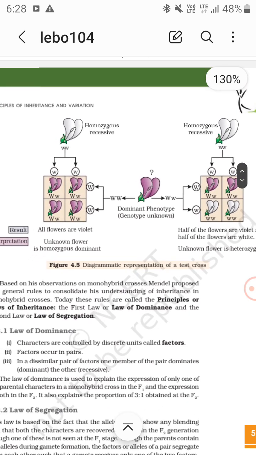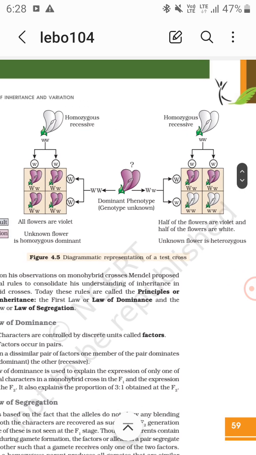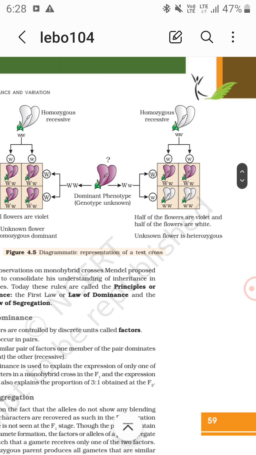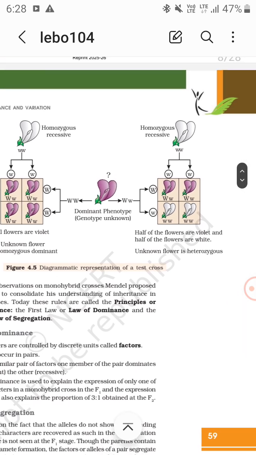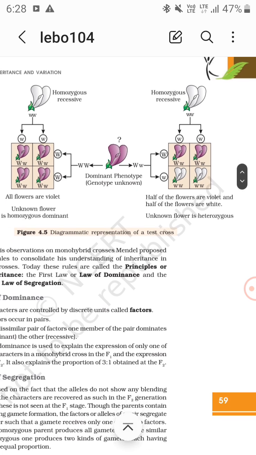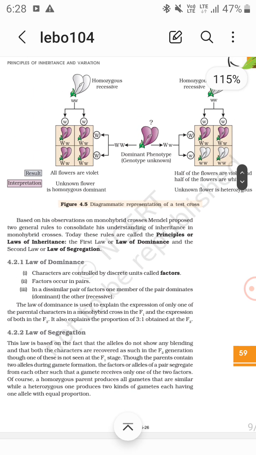Okay, so if the unknown flower is homozygous dominant, when the hybrid is homozygous, all the flowers are violet. And in the second case, when the unknown flower is heterozygous, half of the flowers are violet and half of the flowers are white. So this is capital W small w, and so dominant phenotype.